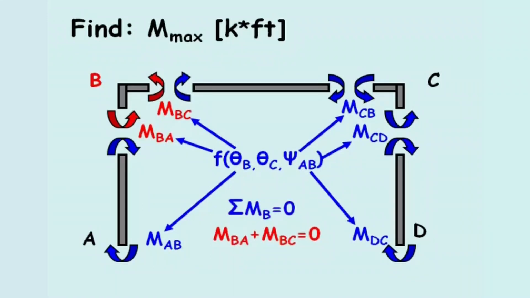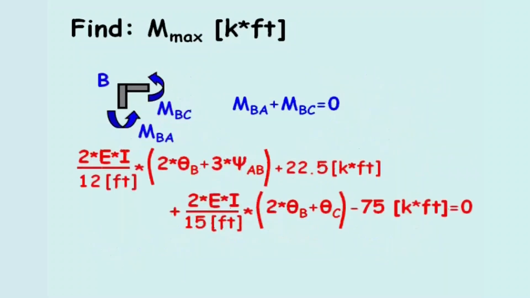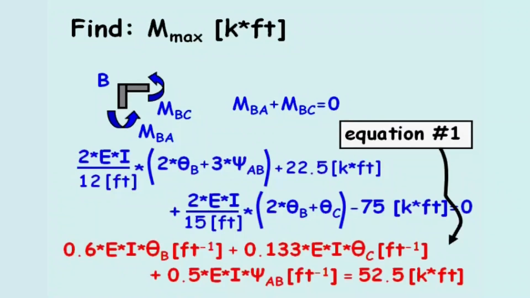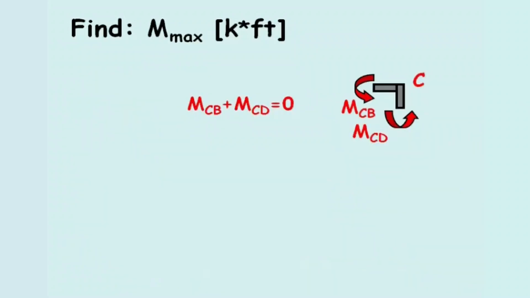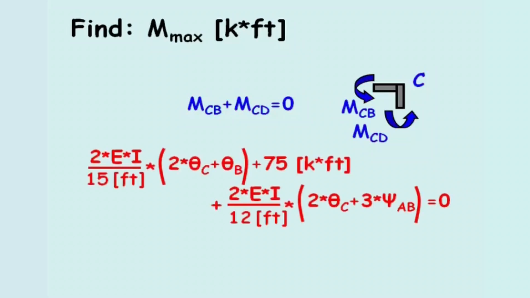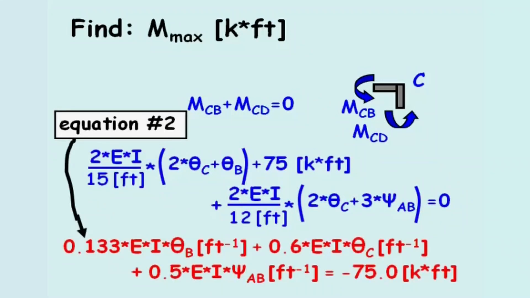Substituting in the variables for moment BA and moment BC, we can simplify the equation so it is in terms of theta B, theta C, and psi AB. We'll label this equation as equation 1. Next, if we sum the moments about joint C, moment CB and moment CD are substituted into the equation, and the equation is solved in terms of theta B, theta C, and psi AB. We'll label this equation as equation 2.